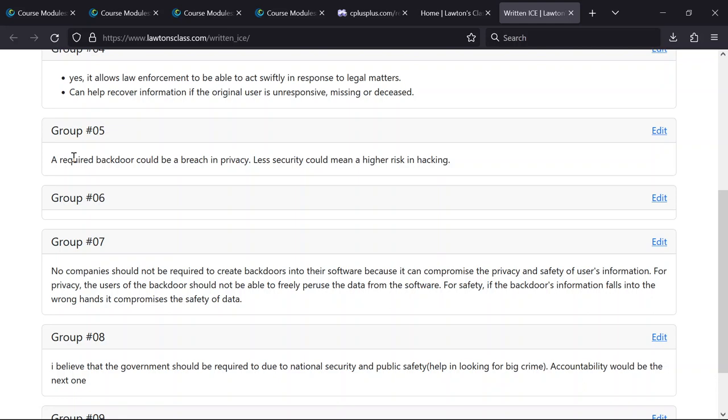So other reasons why it's a bad thing. A required backdoor could be a breach in privacy. This is a very common one, yeah, this is great.